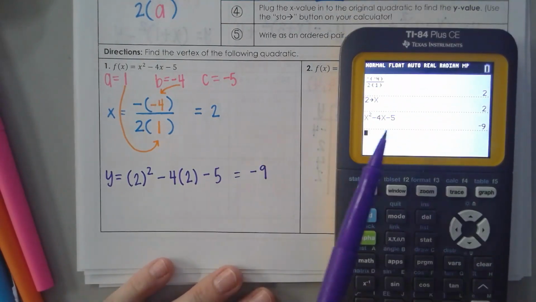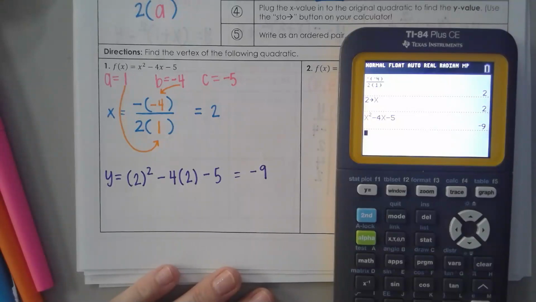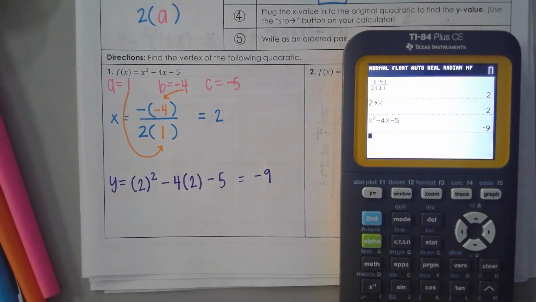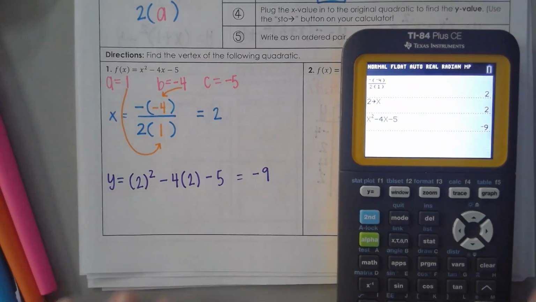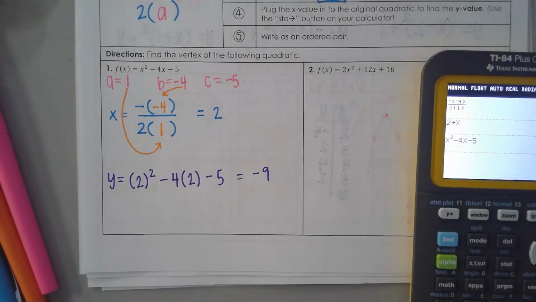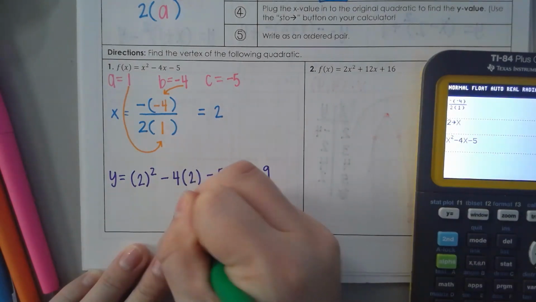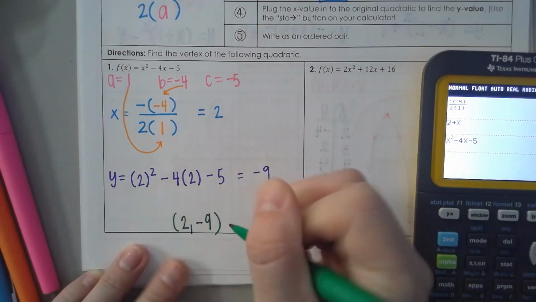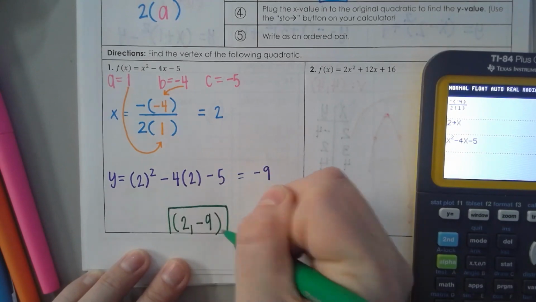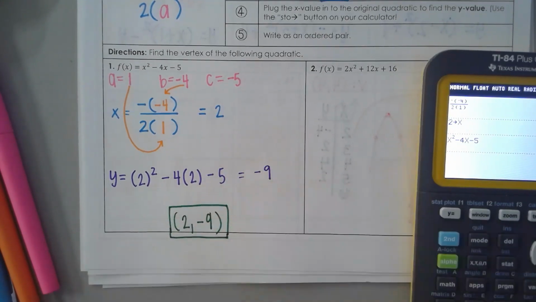-30. Whoa. You can do that on multiple choice. You can just store that. So that means that my vertex is the point 2, -9. Are there any questions?